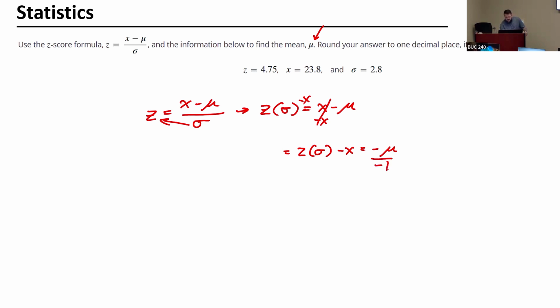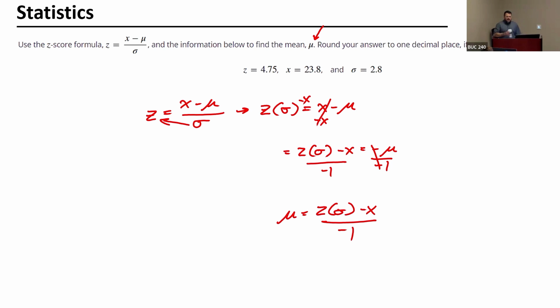Exactly. Let's divide this thing by -1 on both sides. That cancels out the negative, and then you are left with mu is equal to z times the standard deviation minus x, all divided by -1. And that's exactly how you would find it. But you should know how to do that, right? Everybody good with that?